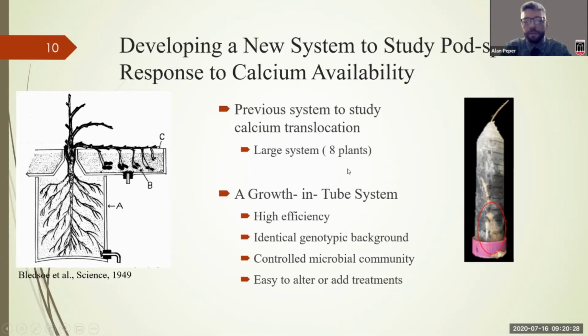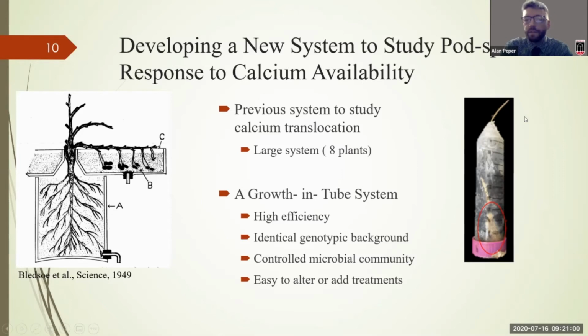So what we wanted to do was develop a growth in tube system that is very high in efficiency. It has an identical genomic background, meaning that it only needs 1 plant, and then we can test several different treatments on that single plant on many different pods. We wanted to be able to control the microbial background, because we're looking at microbes and bacteria, and we don't want any interference in the results. And we want it to be easy to alter treatments.